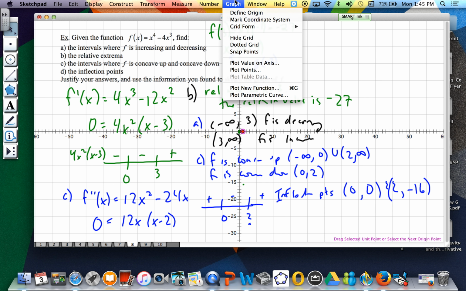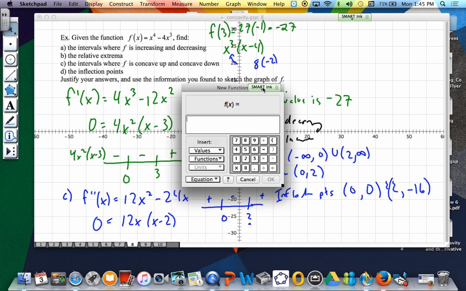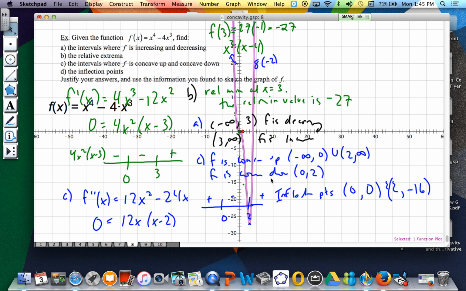So let's confirm that by plotting this function. You're going to graph it out. X to the fourth minus 4x to the third. Boom.